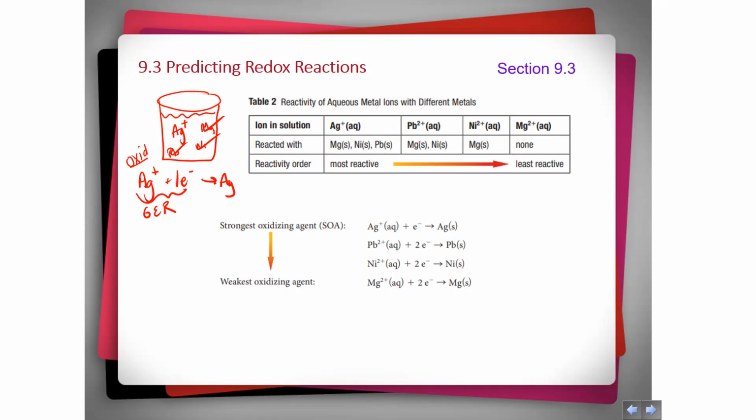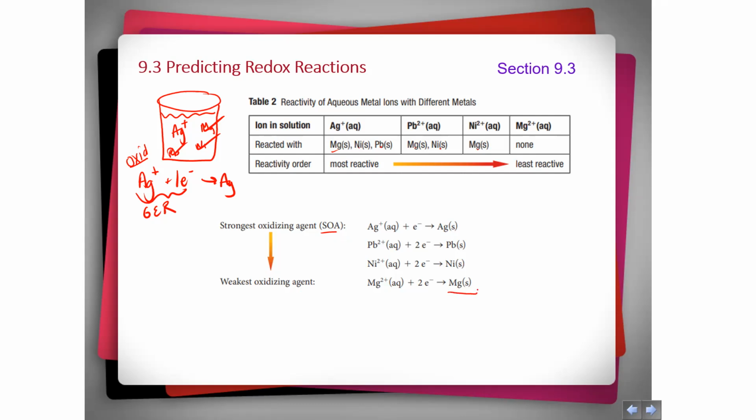So we can list these in order from strongest oxidizing agent to weakest oxidizing agent. So the silver ions reacted with all three metals, the lead only with two, the nickel with only one, and the magnesium with none. So we've now listed the strongest oxidizing agent to the weakest oxidizing agent.